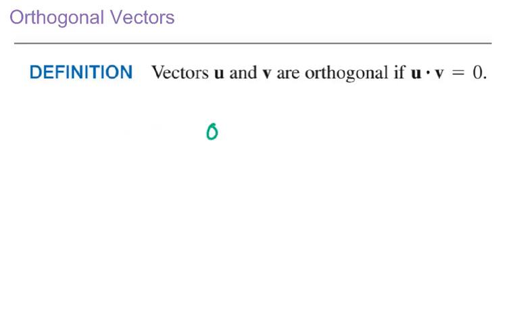So orthogonal basically just means perpendicular, and what we know is that if the dot product u dot v is equal to 0, we can say those vectors are orthogonal or perpendicular. So let's determine if two vectors are orthogonal.